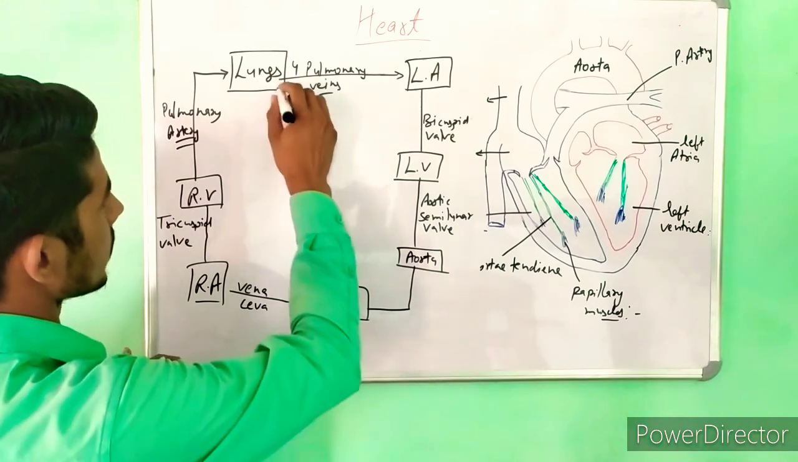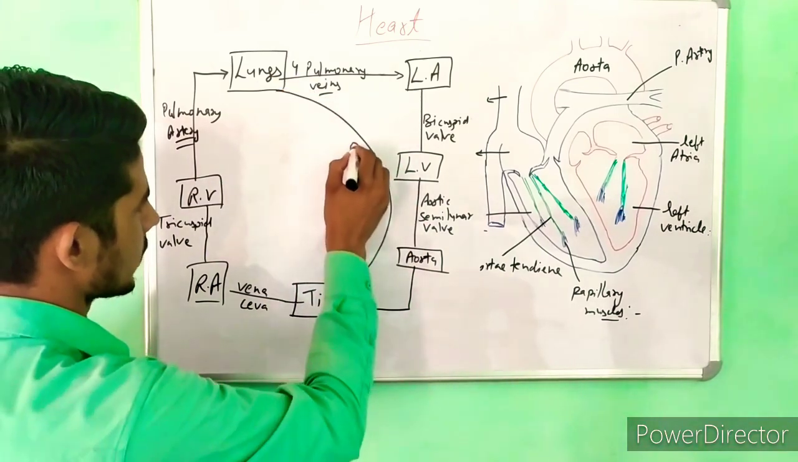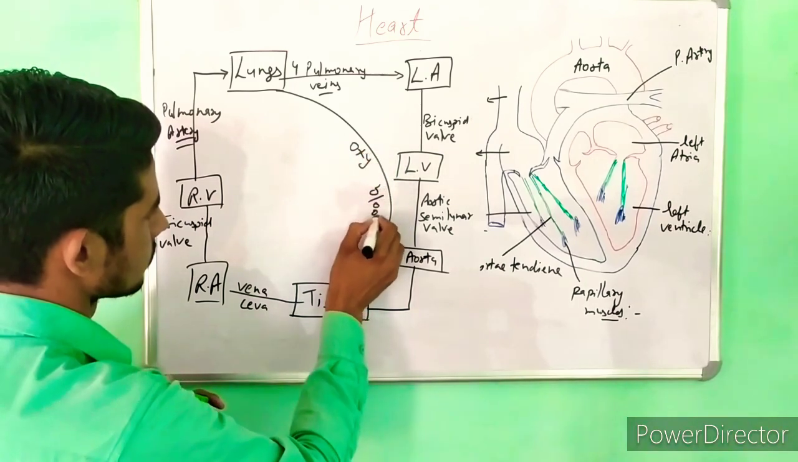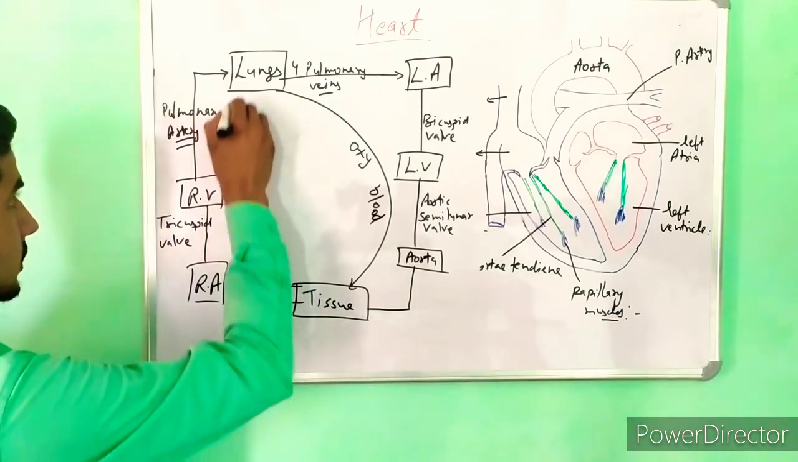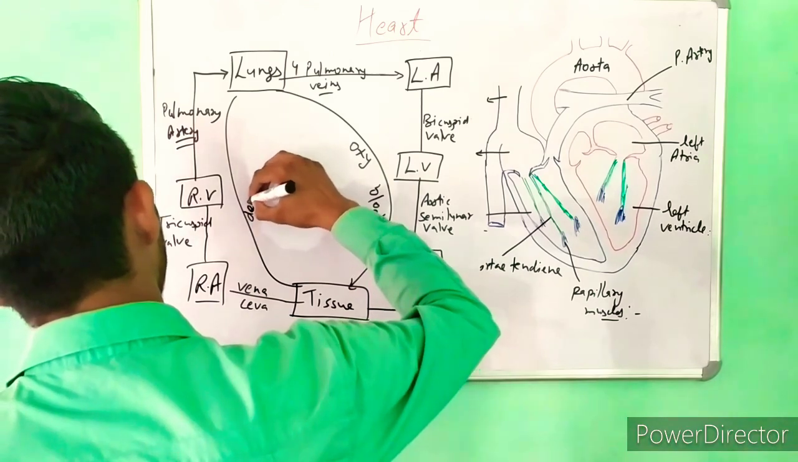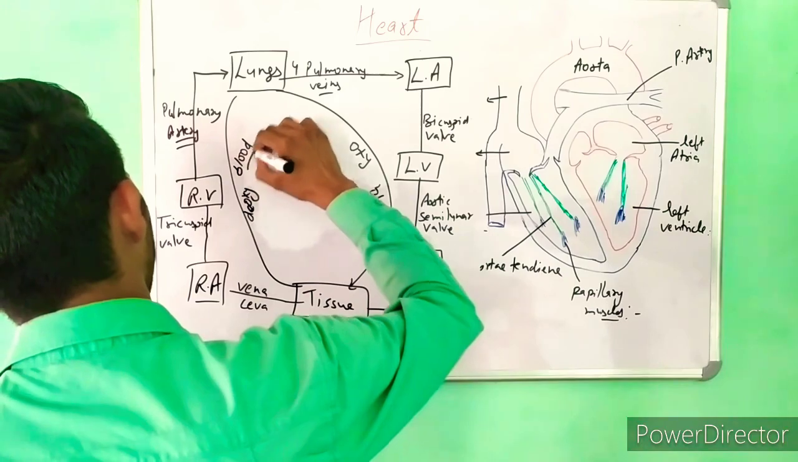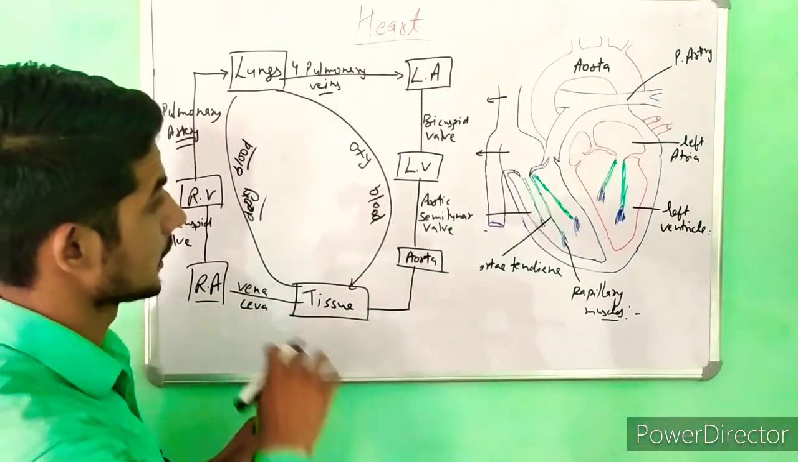And from lungs to tissue, this is oxygenated blood. From tissue to lungs, it is called deoxygenated blood. This is the overall circulation of the blood in our body.